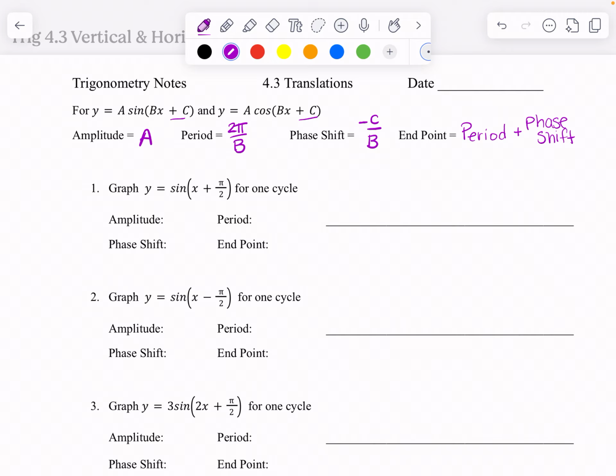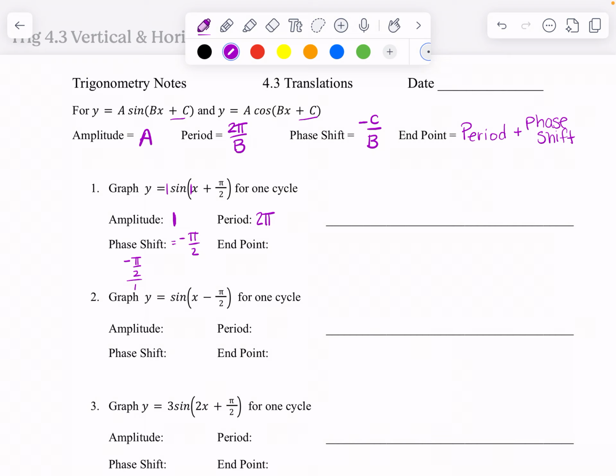Okay. So let's graph here number 1. It says y equals sine of x plus pi over 2. Okay, so we still know our amplitude from before is still 1. My period, I can put a 1 there if I want, but my period is still 2 pi. So this guy is 2 pi over b, so 2 pi over 1. My phase shift is negative c over b. So negative pi over 2 over 1. So negative pi over 2.